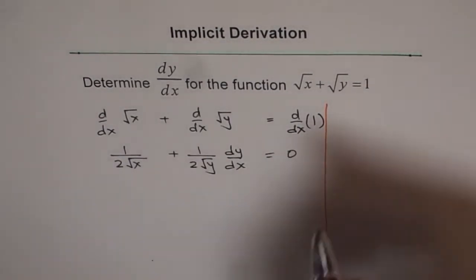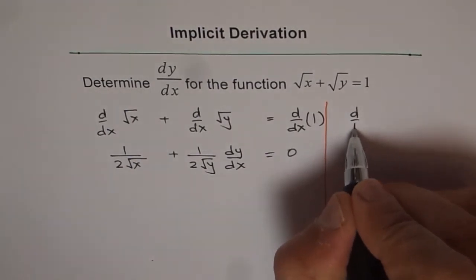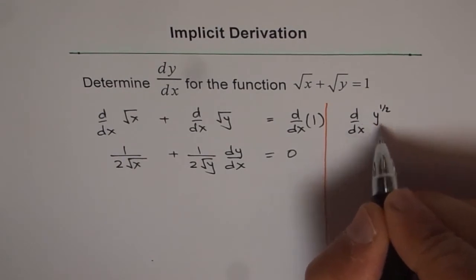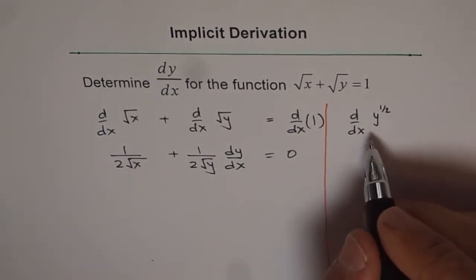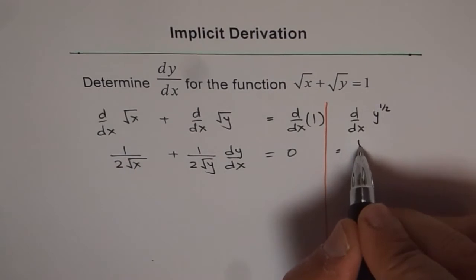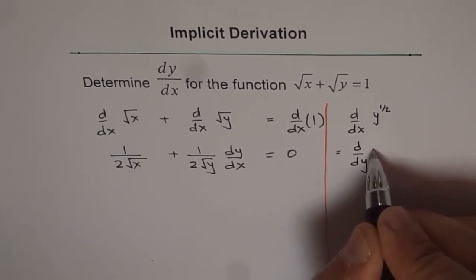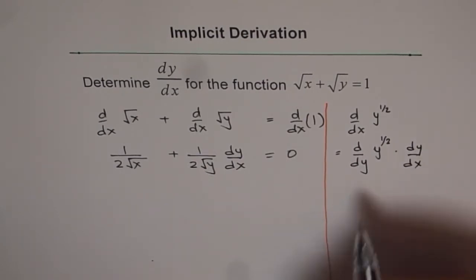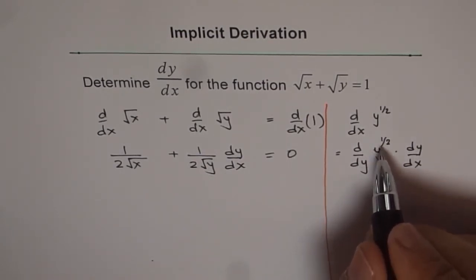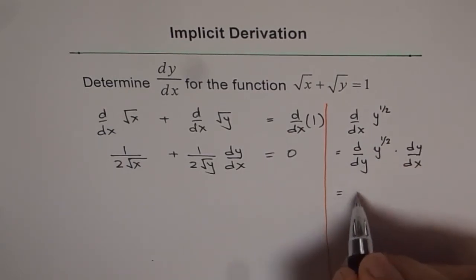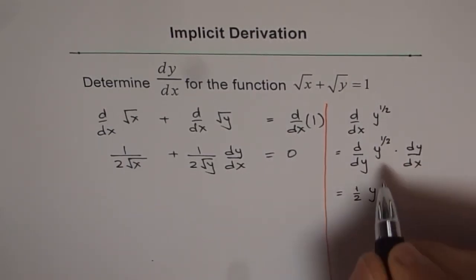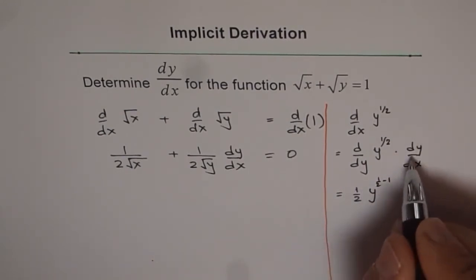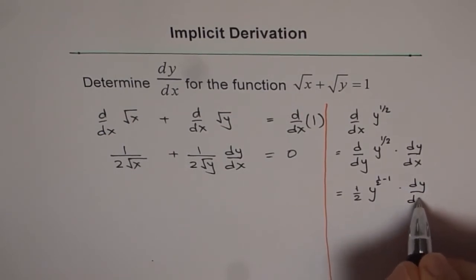So let me show you this part. We did d/dx of square root of y, which is y to the power of half, correct? Now we'll apply the chain rule here. So this is equal to d/dy of y to the power of half times dy/dx, right? Now what is the derivative of y to the power of half with respect to y? It is half y to the power of half minus 1. Let me write half minus 1, and we have times dy/dx.